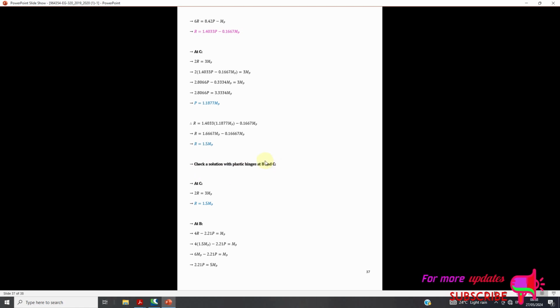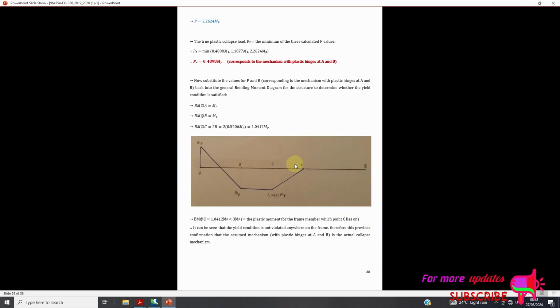Now check the solution with plastic hinges at B and C. You get that R is equal to 1.5 MP and P is equal to 2.2624 MP. The true plastic collapse load PC is equal to the minimum of the 3 calculated P values. PC is equal to 0.4898 MP, which corresponds to the mechanism with plastic hinges at A and B.